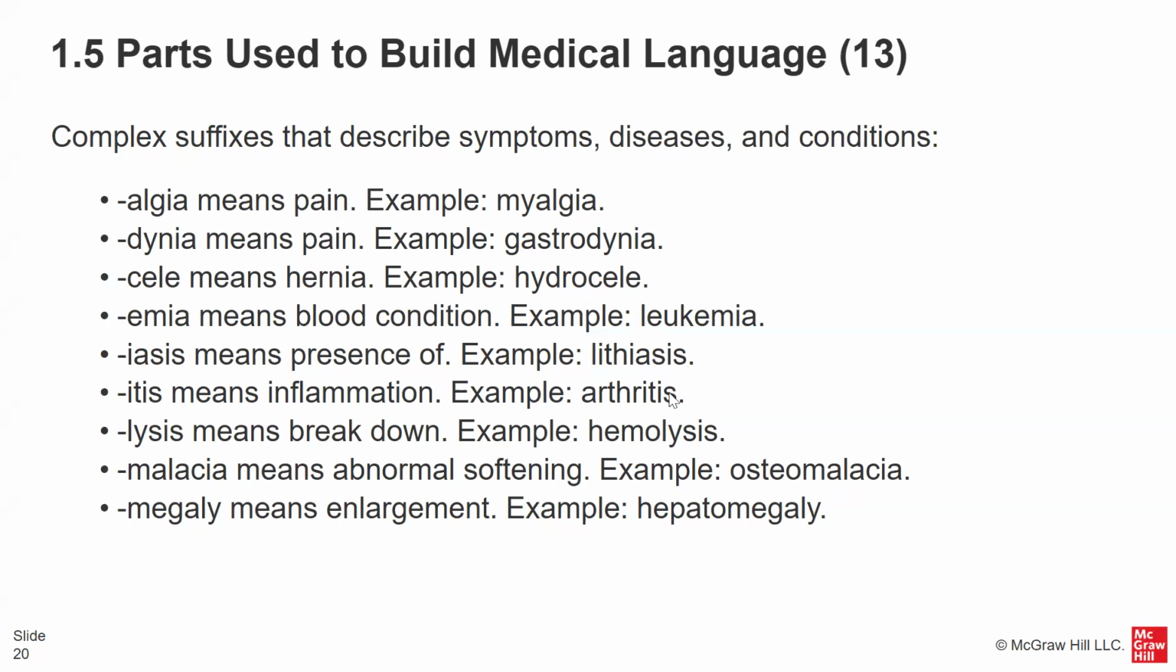Okay, for example, right here, arthritis. Most everybody knows that itis means inflamed, right? So you might not understand what body part is inflamed, but you understand that itis is inflammation. In this case, arthro means joint. So you have an inflammation of a joint.